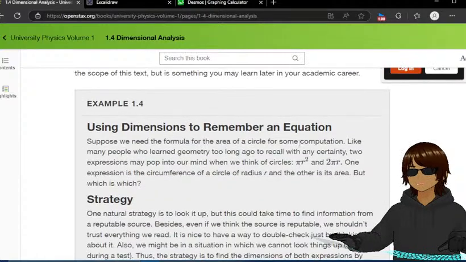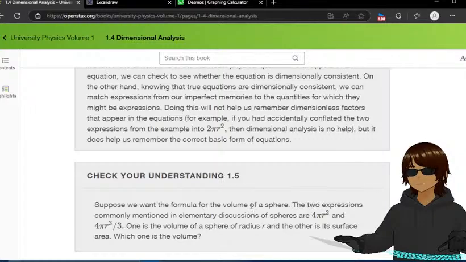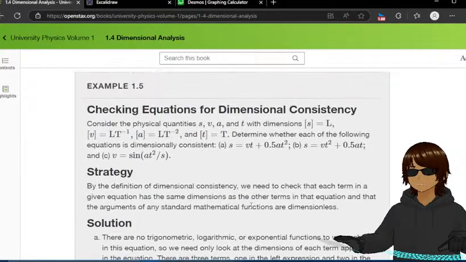Suppose we need a formula for the area of a circle for some computation, like many people who learned geometry too long ago to recall with any certainty. Two expressions may pop into our mind when we think of circles: pi r square and 2 pi r. One expression is the circumference of the radius r, and the other is its area. But which one is which? Circumference, we measure circumference in one dimension, right? But area is measured in two dimensions. So this is most probably correct. Well, this is correct, I know. But I get the point they're making.